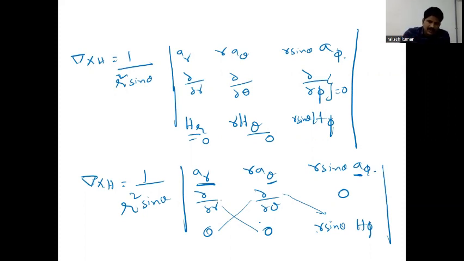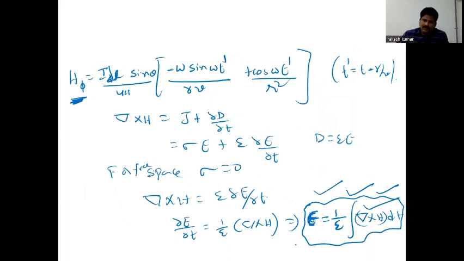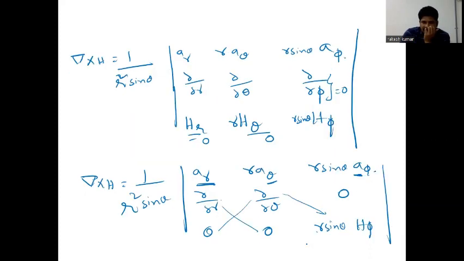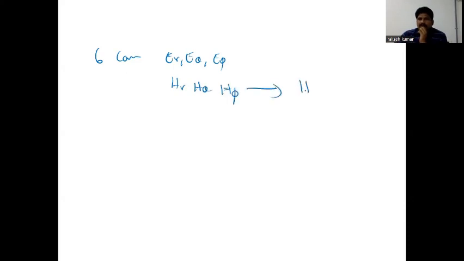Since we are doing del cross H for E, which electrical field components will be present? E R and E theta will be present, and the E phi component will be 0. So among all six components, E R, E theta, E phi, H R, H theta, H phi: we are having only H phi, and H R and H theta are equal to 0. Whereas for E, we are having only E R and E theta. What about E phi? E phi is equal to 0.